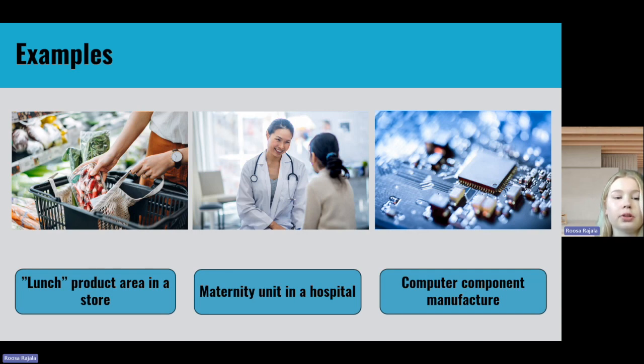And these kinds of products are often located close together so that customers who come to the store to buy lunch don't have to search around the whole store. Second, we have a maternity unit in a hospital. Customers needing maternity attention are a well-defined group who can be treated together and who are unlikely to use the other facilities of the hospital at the same time as they use the maternity unit.